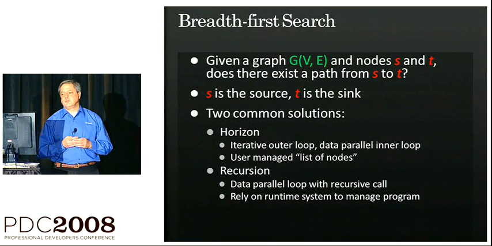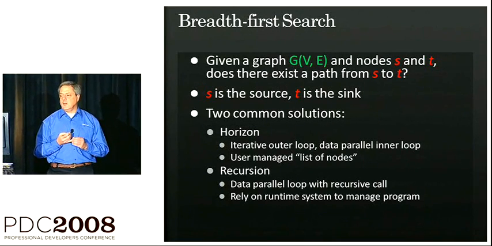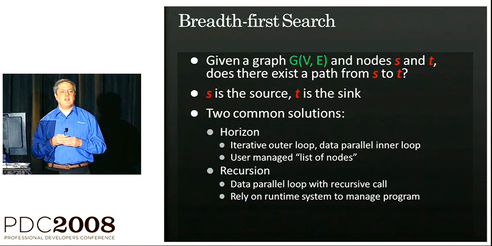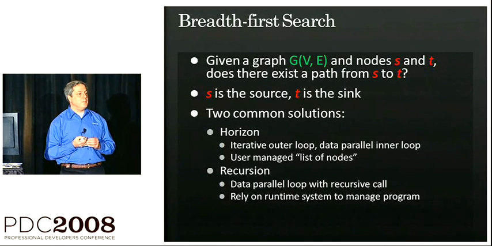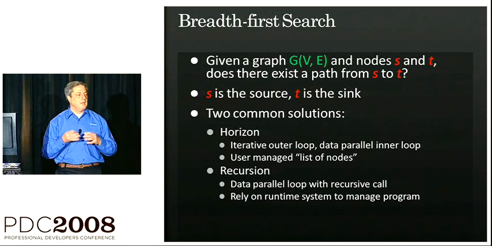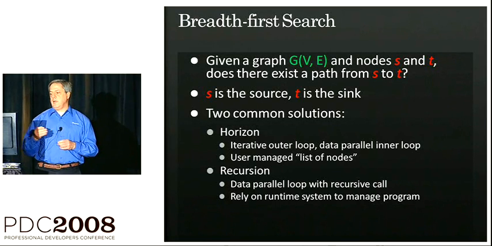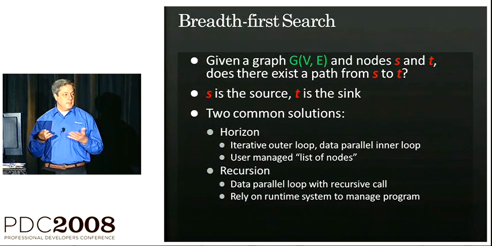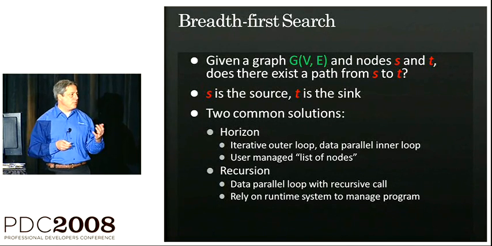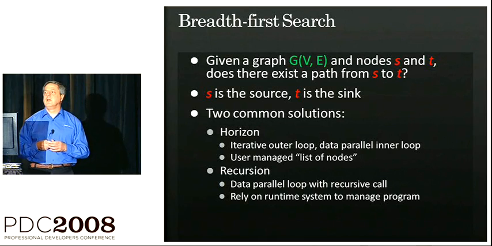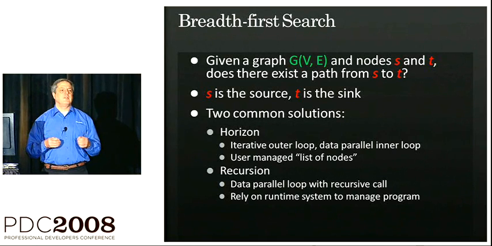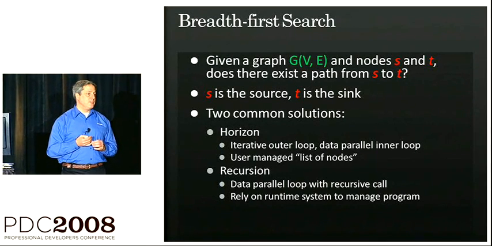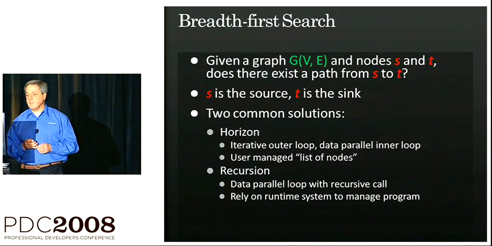There are two common solutions. One is to maintain a horizon of active or reached nodes. I have an outer parallel loop that, for each horizon, computes the neighbors of all the elements on that horizon. That expands the search, and basically the user manages this horizon array. The other, simpler implementation is recursion. I start at the source and go to each of its neighbors in a recursive manner. Each of those neighbors goes to their neighbors, and eventually one of them reaches the sink node, and then the whole thing can quit.